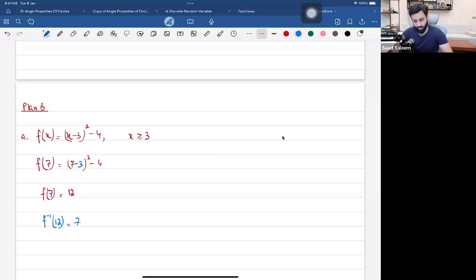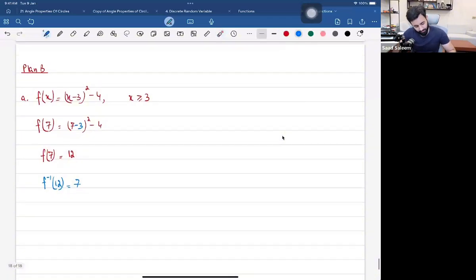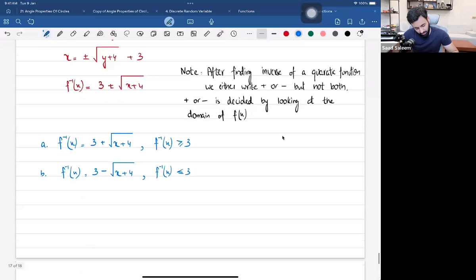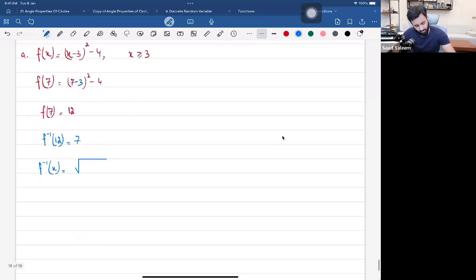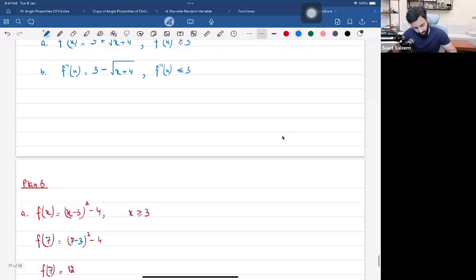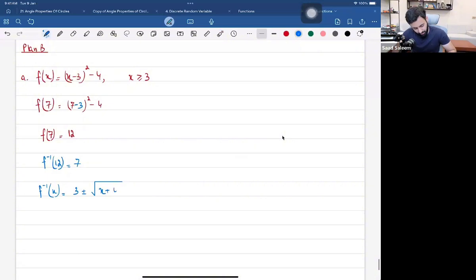Can I say that? If you plug in 7 in f of x, you get 12, which means if you plug in 12 in the inverse function, you should get 7. Correct? Okay, now let's do that. This may be a little bit lengthy, but you will be far more confident if you do it like this. So the inverse function was 3 plus minus square root of x plus 4. That was our inverse function, right?